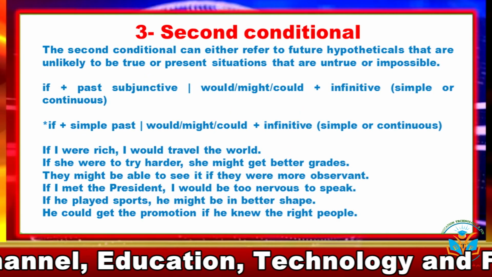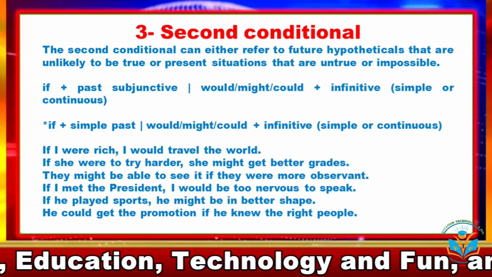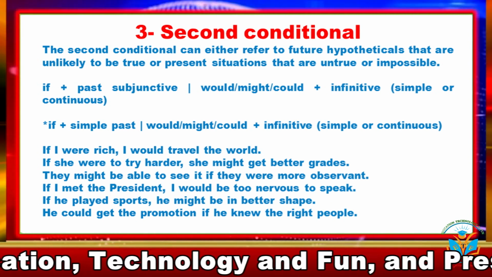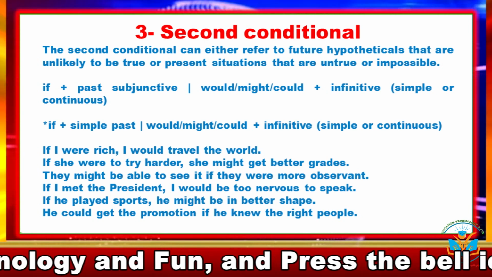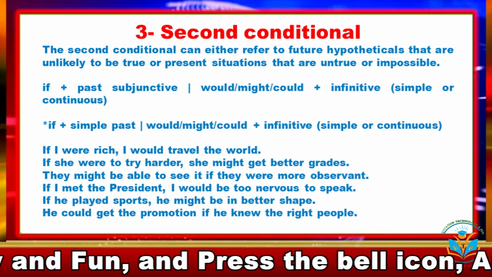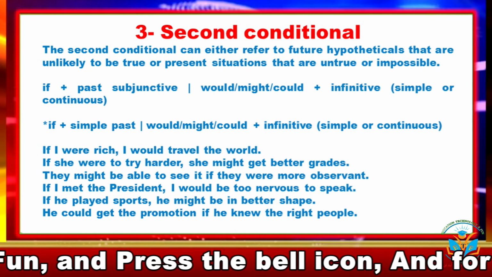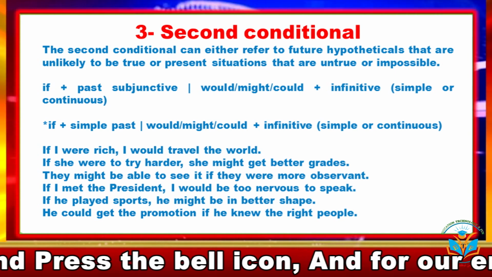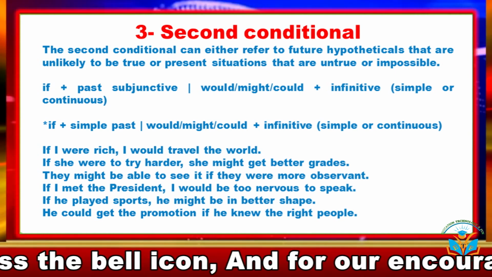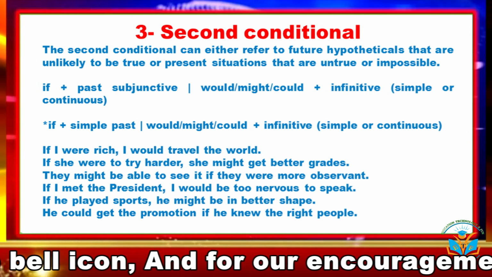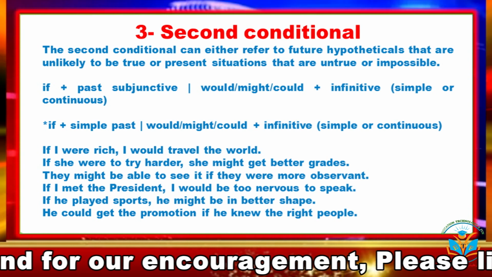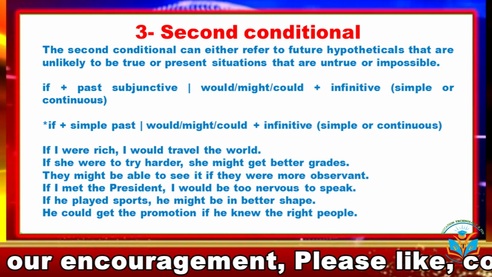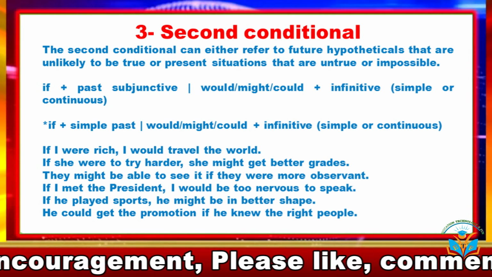The second conditional can either refer to future hypotheticals that are unlikely to be true or present situations that are untrue or impossible. If plus past subjunctive, would, might, could plus infinitive, simple or continuous. Asterisk: if plus simple past, would, might, could plus infinitive, simple or continuous. If I were rich, I would travel the world. If she were to try harder, she might get better grades.